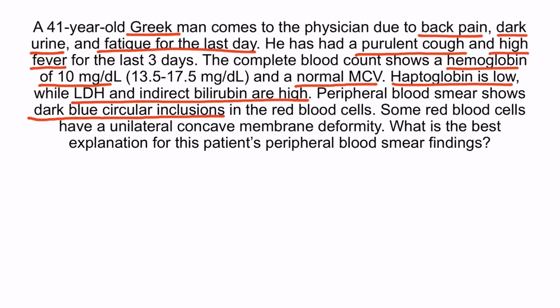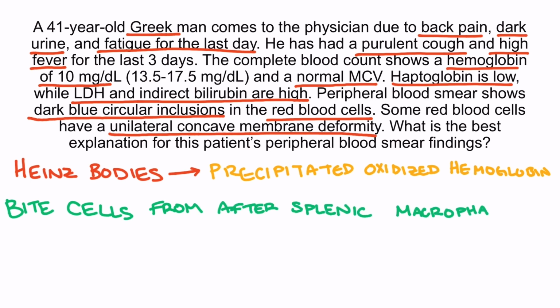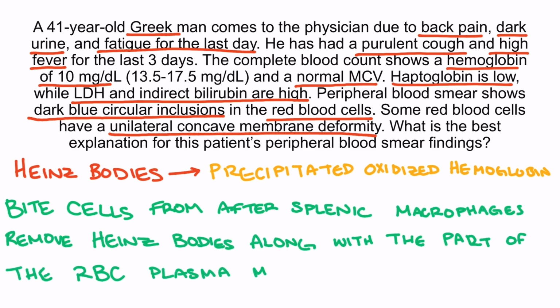G6PD deficiency is further supported by the peripheral blood smear findings. Dark blue circular inclusions in the red blood cells represent Heinz bodies. A unilateral concave membrane deformity, on the other hand, represents bite cells. Heinz bodies are caused by precipitation of oxidized hemoglobin. Bite cells, on the other hand, are formed when the splenic macrophages remove Heinz bodies along with a part of the red blood cell plasma membrane.